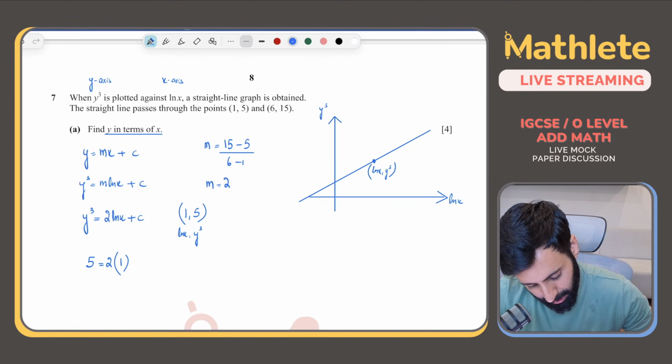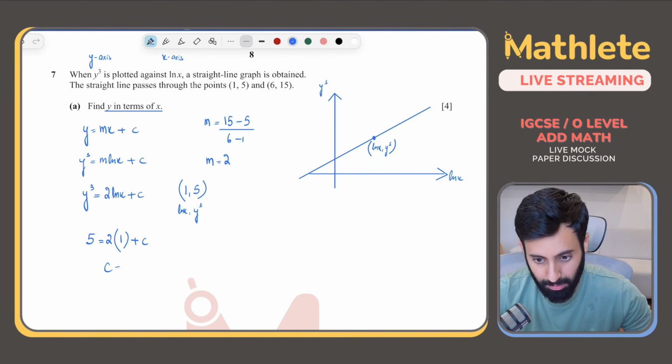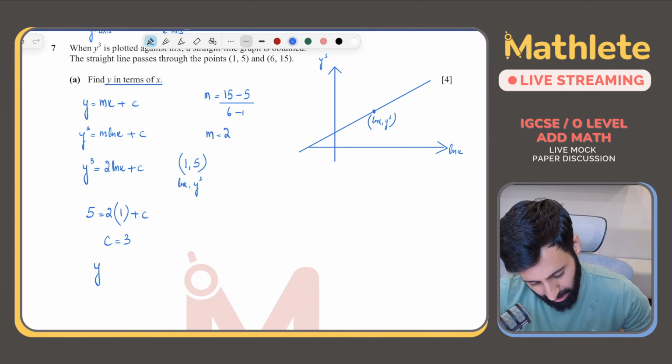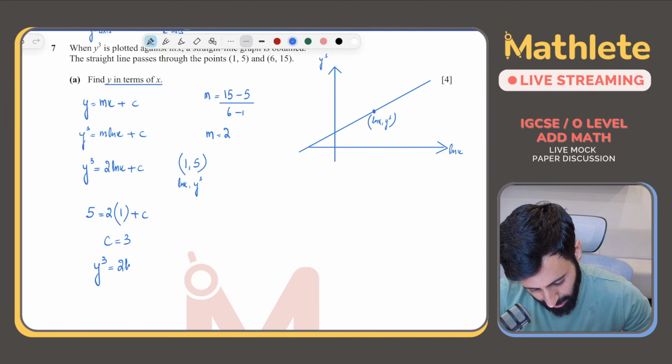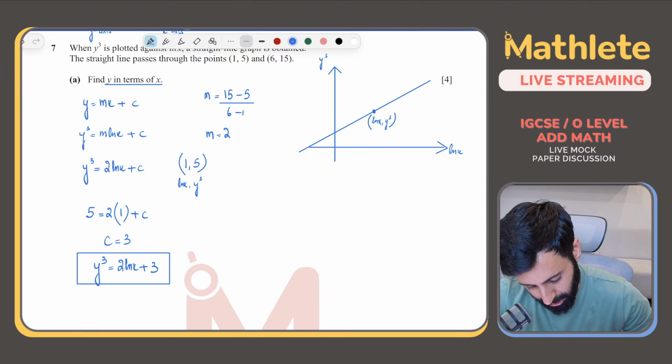So 5 equals 2 times 1 plus c, that means c is equal to 3. So this means that y cube is equal to 2 ln x plus 3. And that's it. That's the answer, correct? Y cube is equal to 2 ln x plus 3.